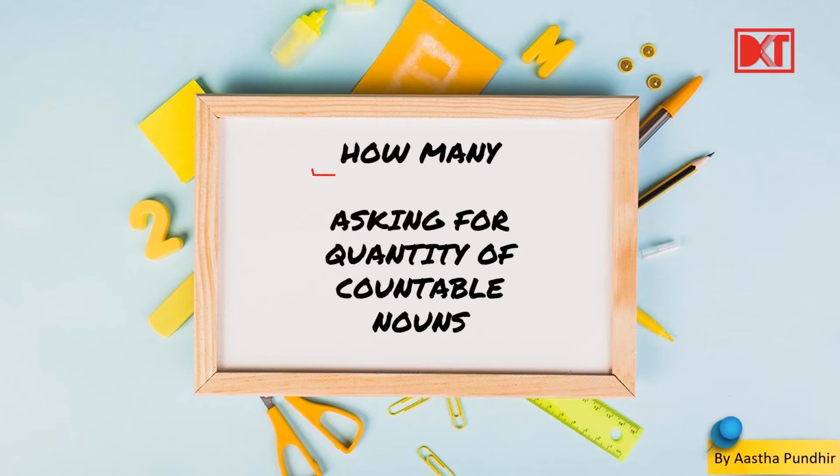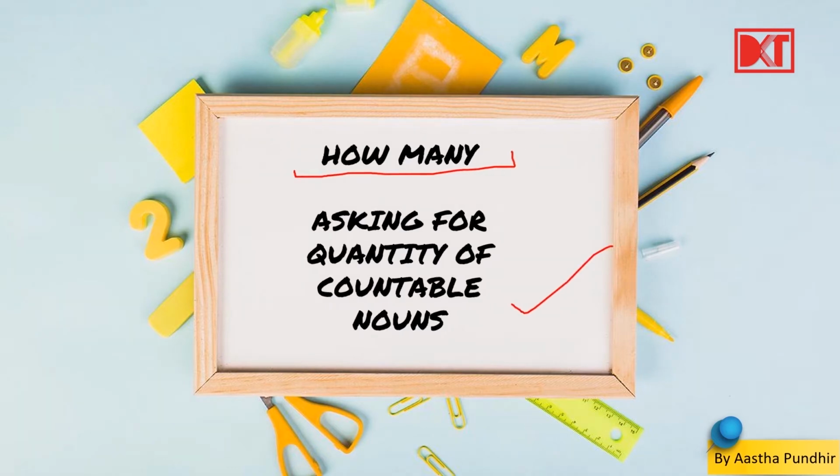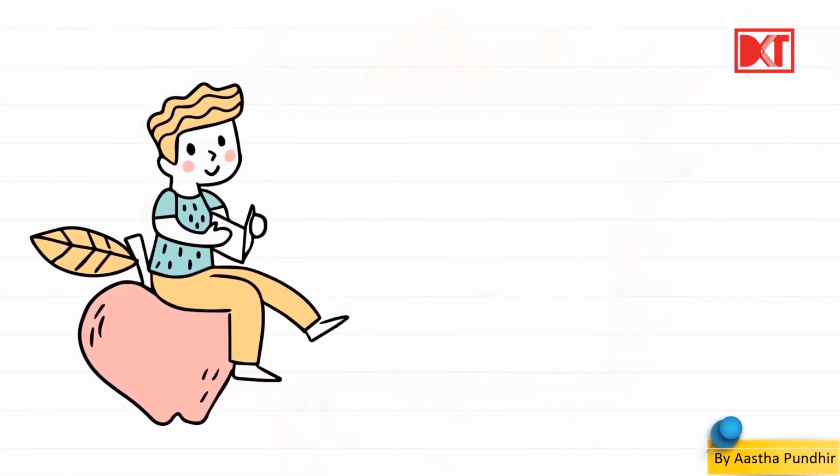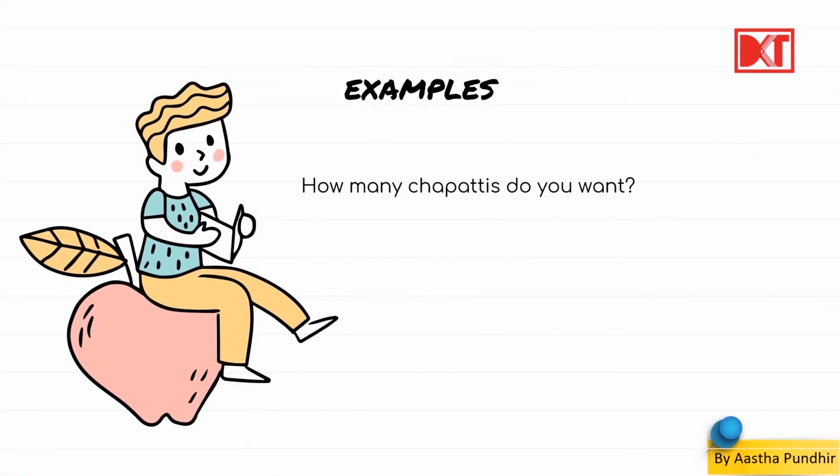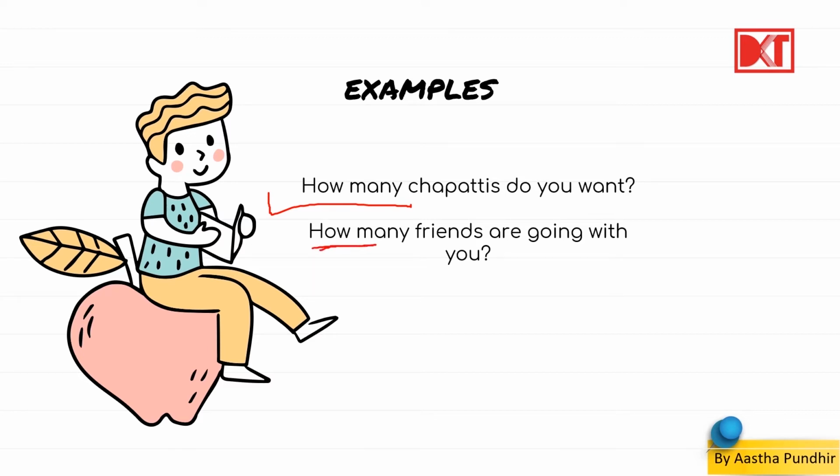How many? How many is used for asking for the quantity of countable nouns. Alright. Like here, how many chapatis do you want? You're asking about the quantity of chapatis. How many friends are going with you? Again, we're asking the number of friends going. So again, asking about quantity. How many 2s make a 40? Again, asking the quantity of 2s that make up a 40.